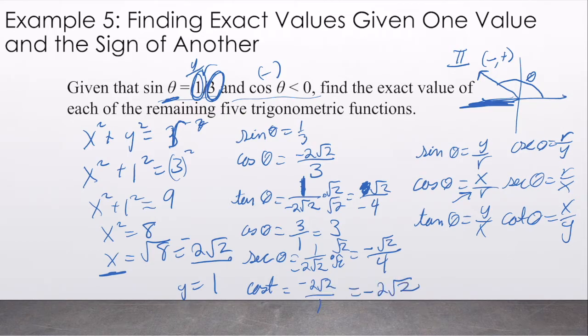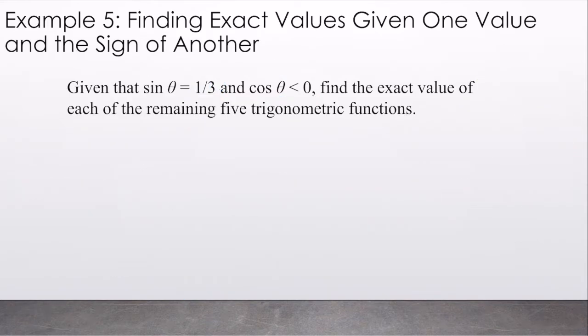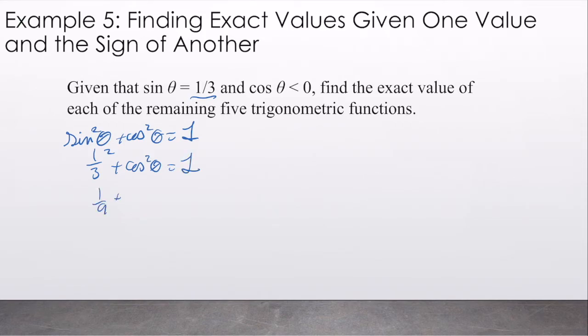So that's how we would find the exact values given one value and the sign of another using the unit circle. You could also use trig identities. So let me clear up some workspace and we'll take a look at trig identities. So using trig identities, we have to look at what we know. Well, we know that sine of theta is 1/3, and I know, using a trig identity, that sine squared of theta plus cosine squared of theta is 1. So if I have 1/3 squared plus cosine squared theta is 1, that gives me 1/9 plus cosine squared theta is 1. So cosine squared theta is 8/9.